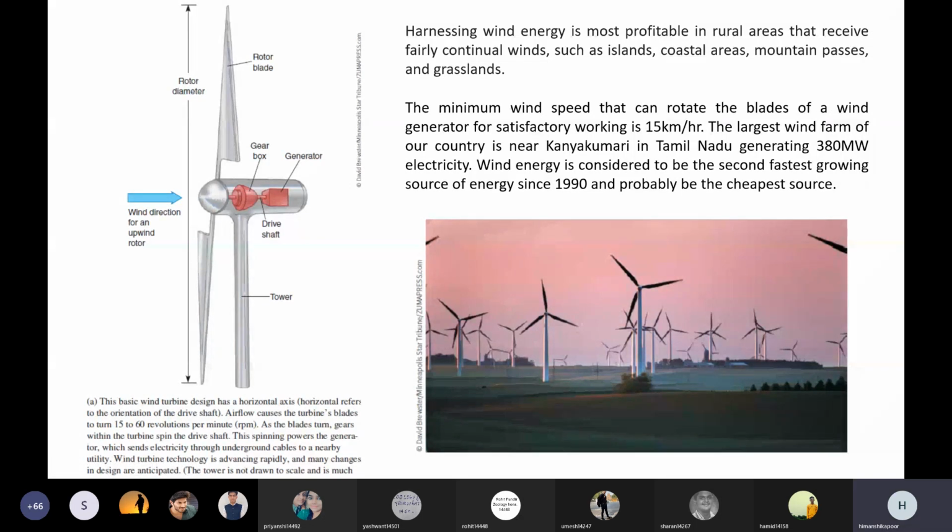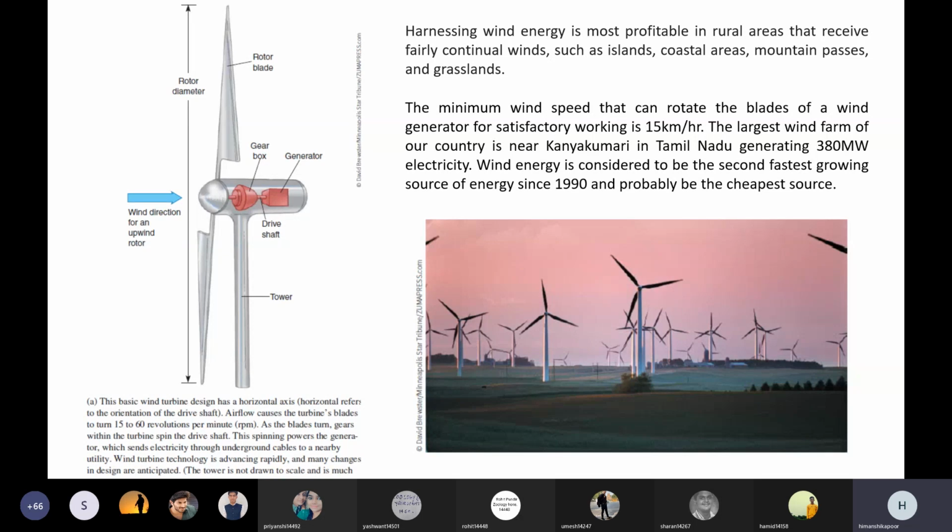So we have special areas where we set up our wind farms, and these areas receive a lot of wind almost all throughout the year. These areas are majorly the islands, the coastal areas, the mountain passes, and the grasslands. So majorly open areas where there is minimal construction, so that there is no obstruction to the flowing wind. So that can easily be utilized to form the wind farms.